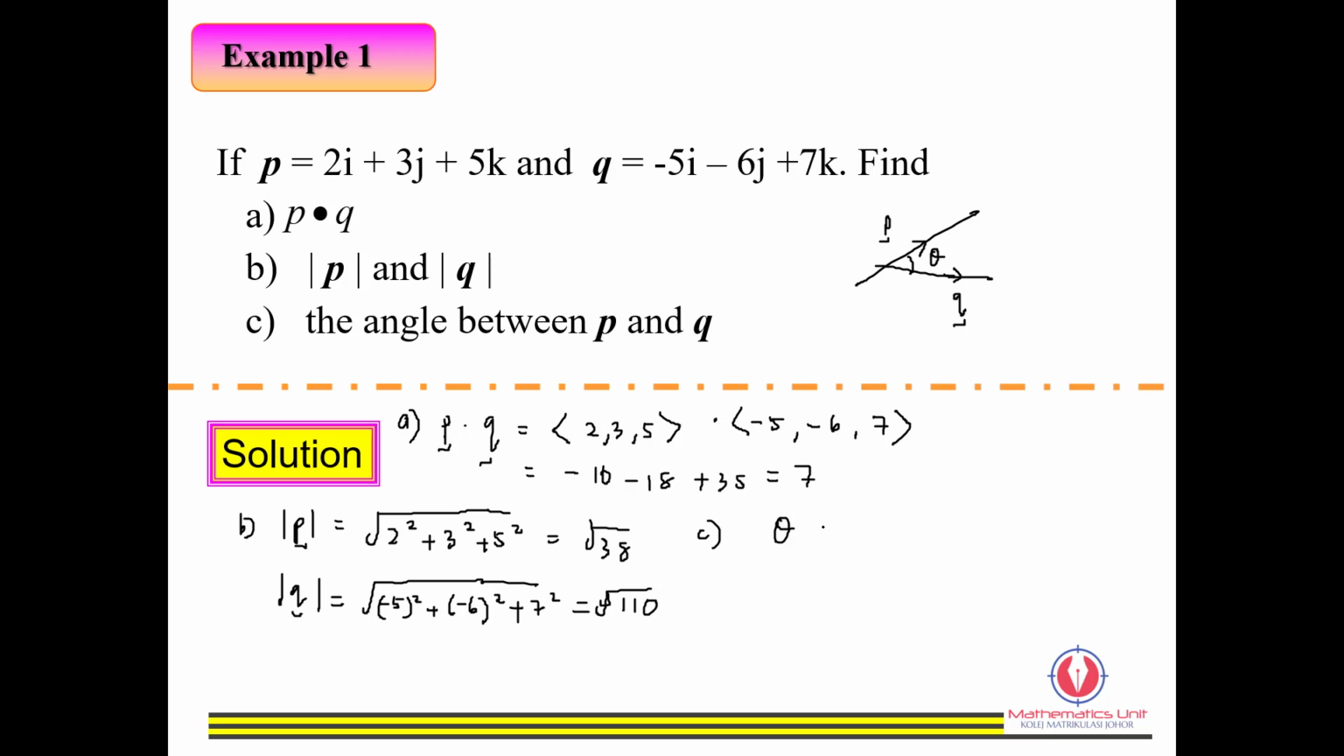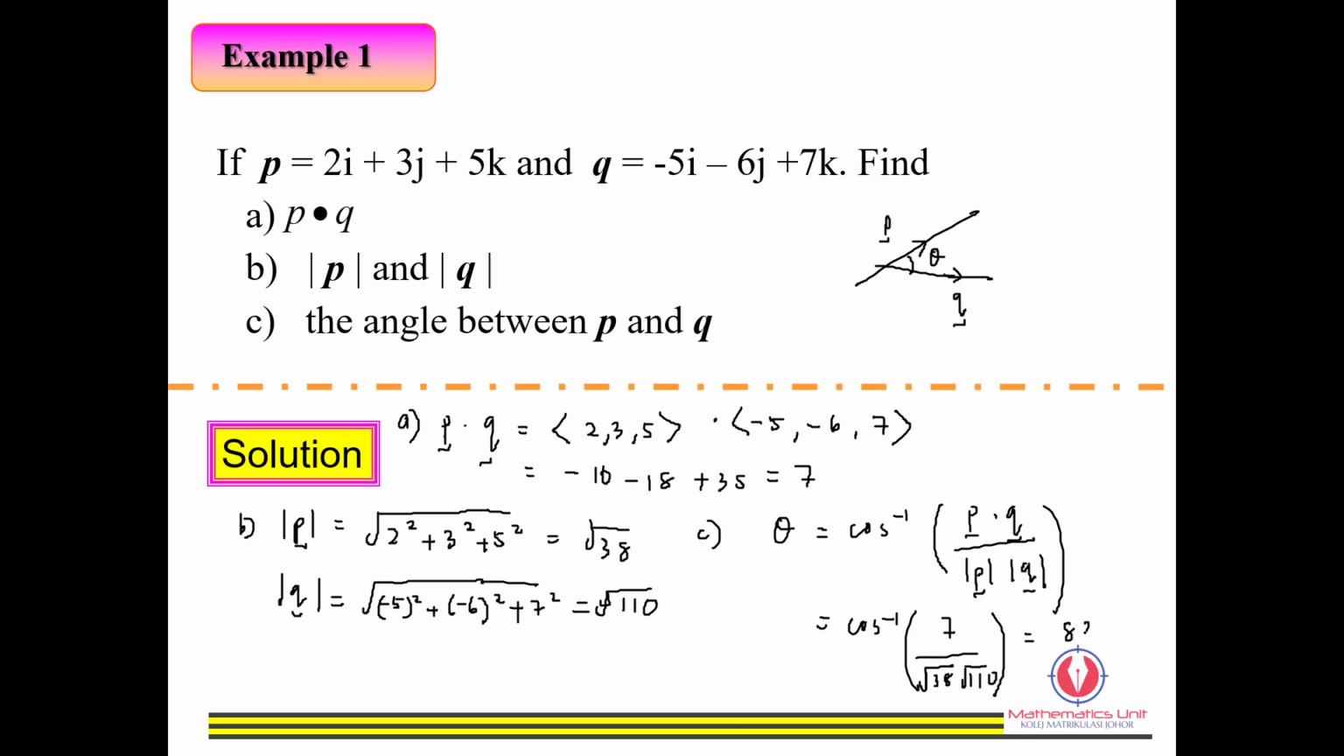Okay, so the last one, we need to find the angle. So the angle, the formula is theta equals arc cos. For this one, the vectors are vector P and Q. So P dot Q divided by magnitude P times magnitude Q. As you can see, all these values are given before, we have found them before. So we just substitute into the formula. So this is 7 divided by surd 38 times surd 110. By using your calculator, you can find that theta is equal to 83.78 degrees. Okay, so this is example 1.